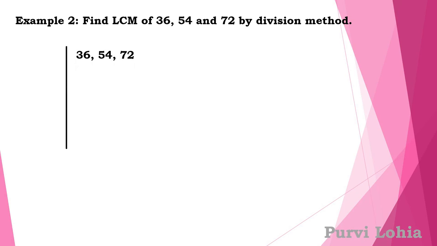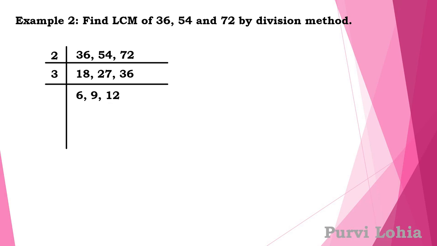Alright, next question. Find LCM of 36, 54, 72 by division method. So we'll do the next one. 2. So we got 18, 27 and 36. Now the lowest prime number by which all three of them are divisible is 3. So we'll get 6, 9 and 12. Again all three of them are divisible by 3. We'll get 2, 3 and 4.